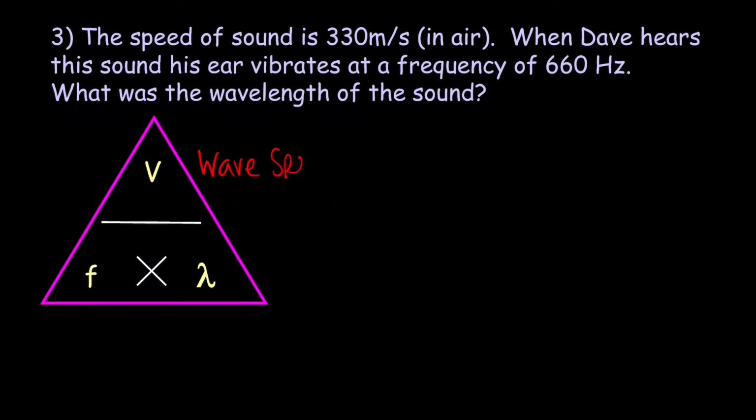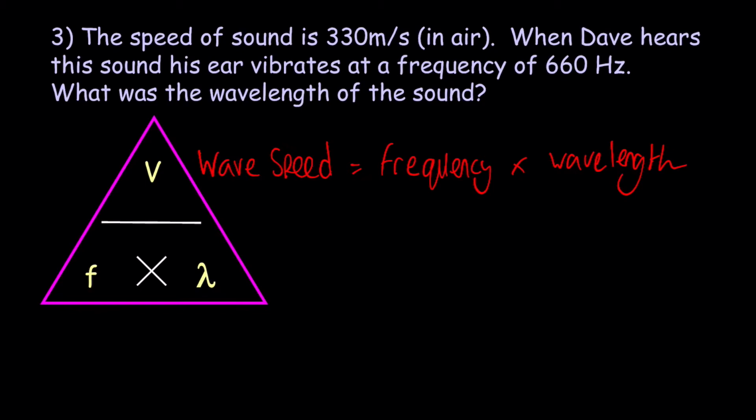Again, in question 3, we have to use the wave equation, wave speed equals frequency times wavelength. And again, we're asked to rearrange. So Dave is asked to find the wavelength of the sound. We've got the frequency and the speed. So what we're going to do is cover up the wavelength, again, at the bottom right-hand corner of the triangle, and see that wavelength is equal to wave speed divided by frequency.